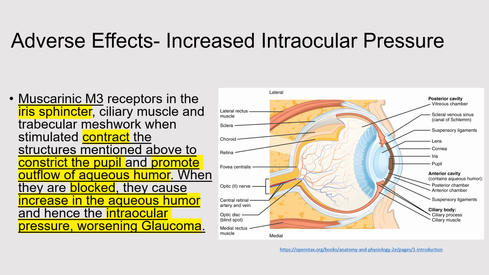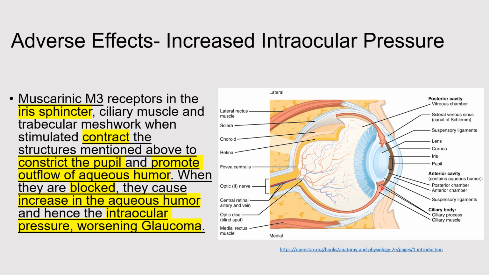Okay, let's look at the muscarinic receptors that are present in the eye. What do they do when they get stimulated? They are present on the ciliary muscle, trabecular meshwork, and the iris itself. When they contract, they produce pupillary constriction. And it also promotes the outflow of the aqueous humor, meaning the fluid in the front and the back of the eye gets reabsorbed, so it does not produce a lot of pressure.